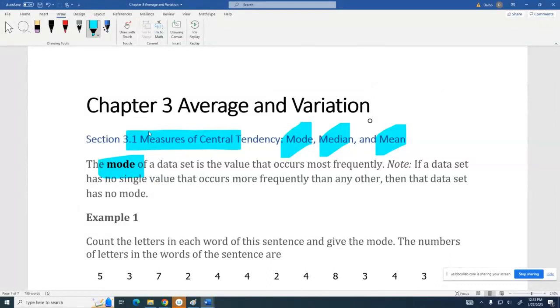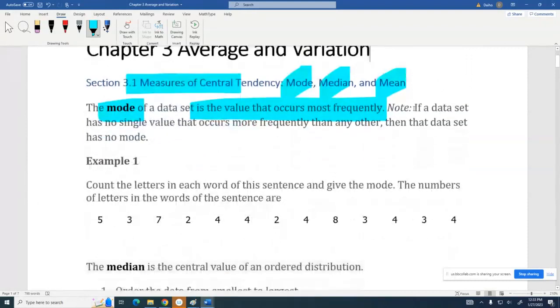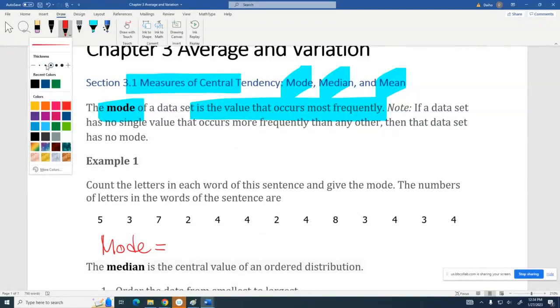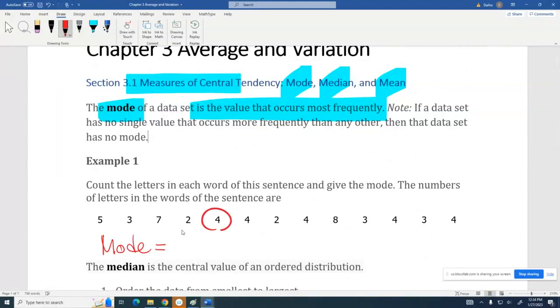What is the mode? The most frequent value. Please look at example number 1. Who will be the mode? 4. Thank you. How many 4s? 1, 2, 3, 4, and 5. So the mode, the most frequent value, will be 4.